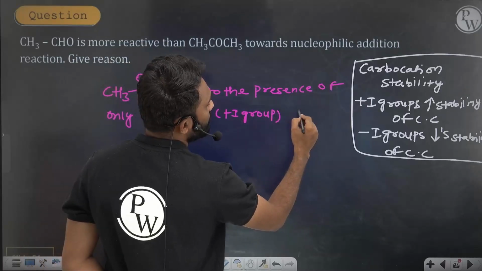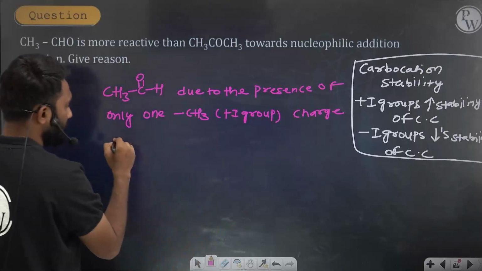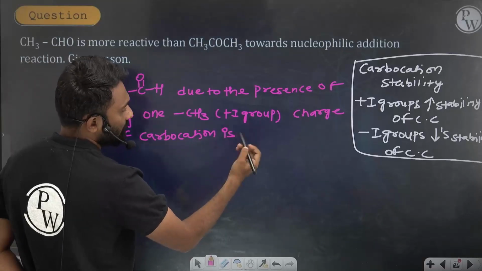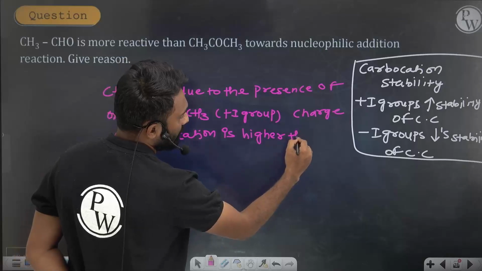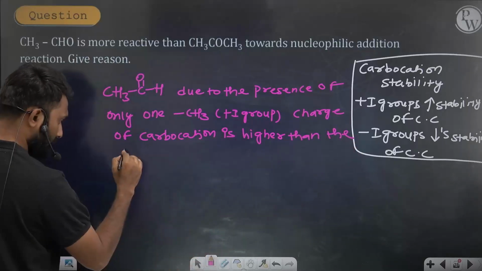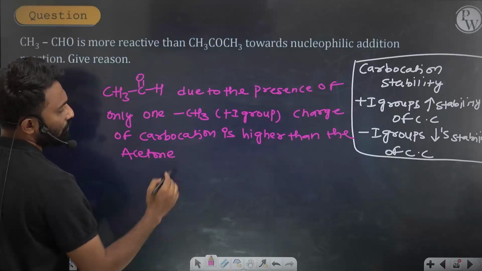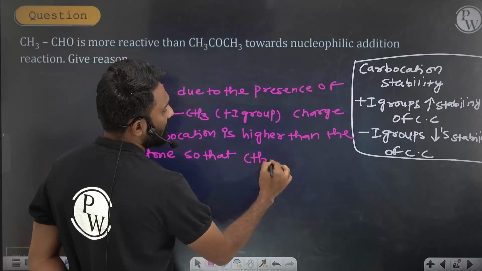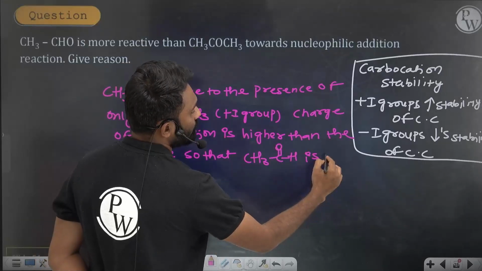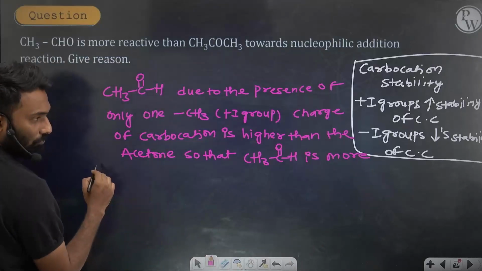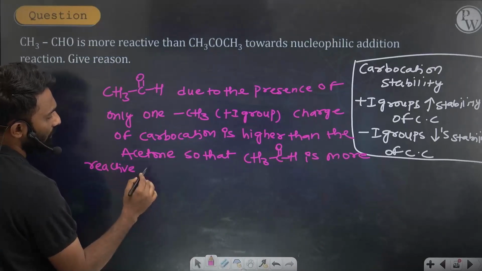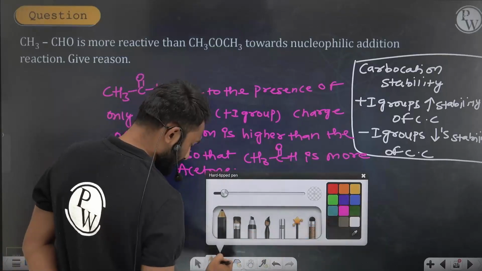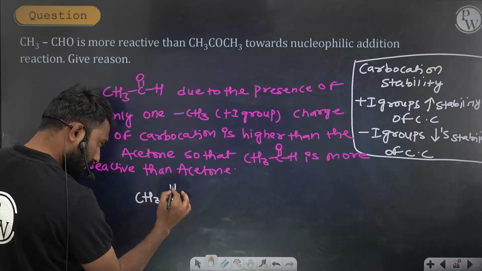the charge of carbocation is higher than the acetone, so that acetaldehyde is more reactive. Acetaldehyde is more reactive than the acetone. Clear? Than the acetone. See here, CH3, C double bond O H.